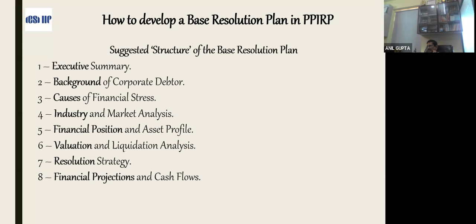Valuation, the liquidation analysis, the valuation of the various assets and the liquidation analysis, all these things, and the resolution strategy also. The resolution strategy and how they are going to pay. What are the ways and means? They are paying the total financial credit or operational credit or loan within 120 days, or whatever amounts they require over the long term. How they will pay, the strategies are also to be mentioned. Financial projections: the balance sheet, the trading and profit and loss account for the next 3 or 5 years, and the cash flows. All these things are also to be mentioned in that particular structure of the base resolution plan.